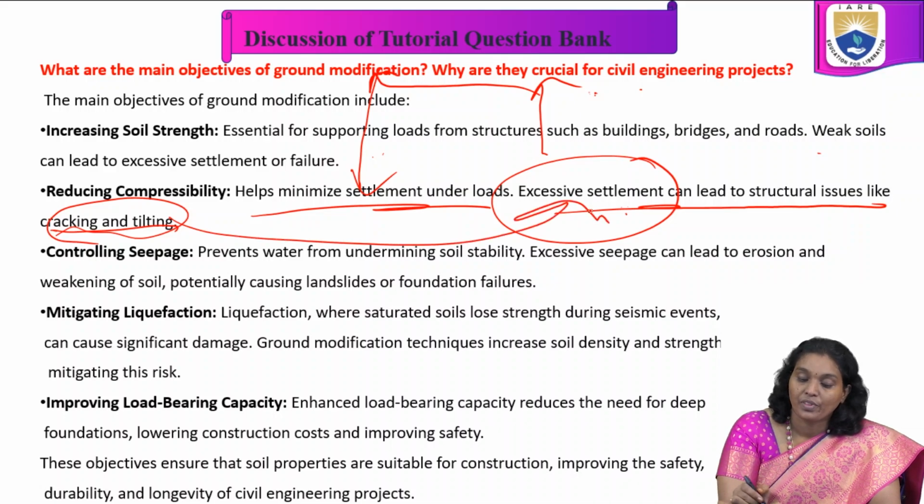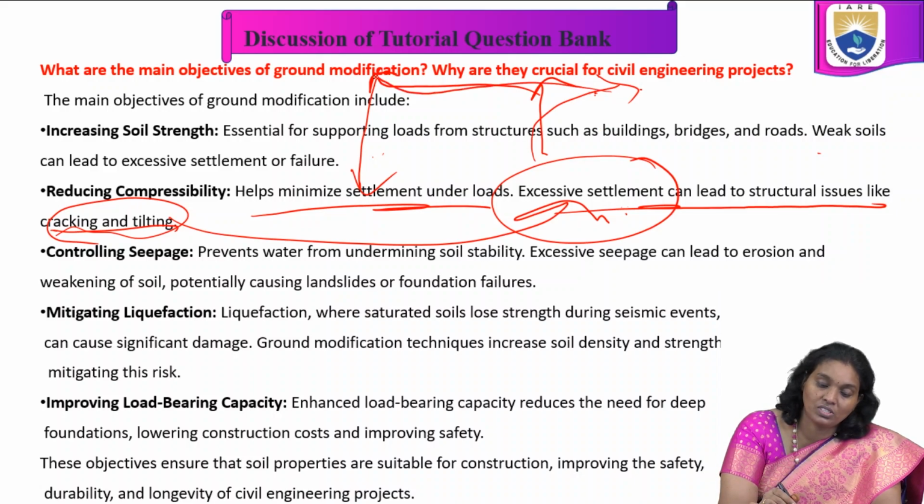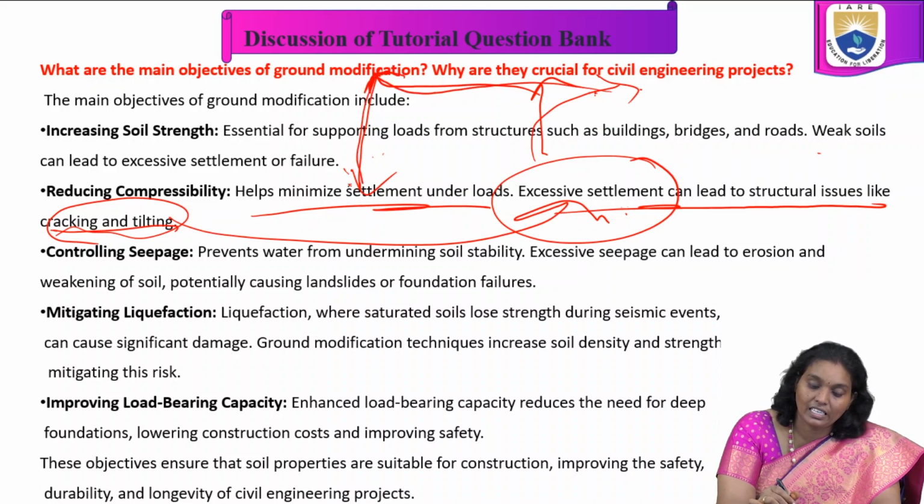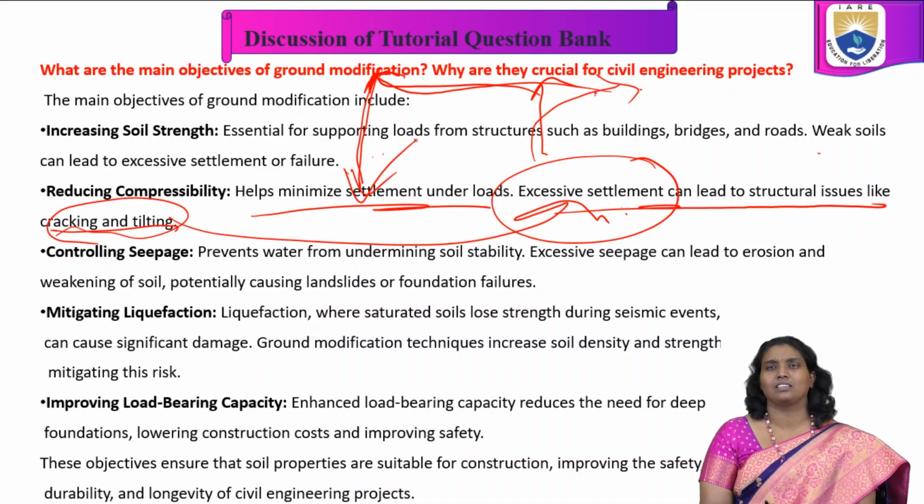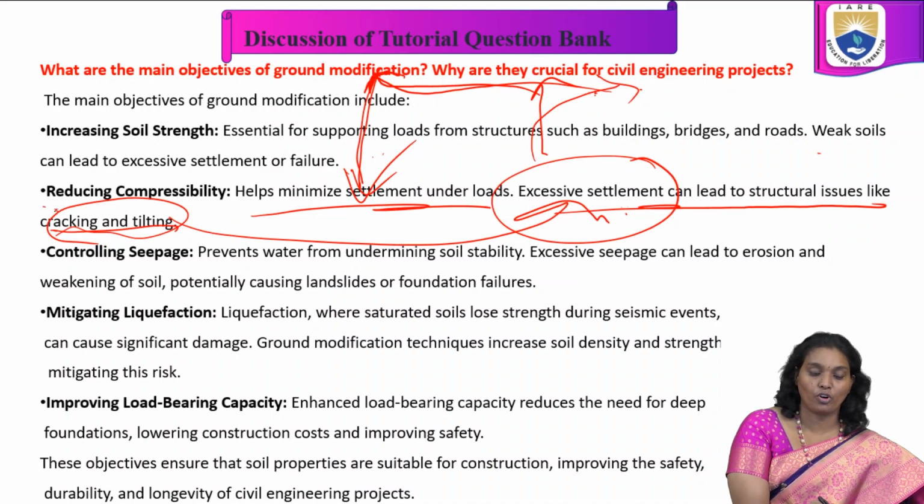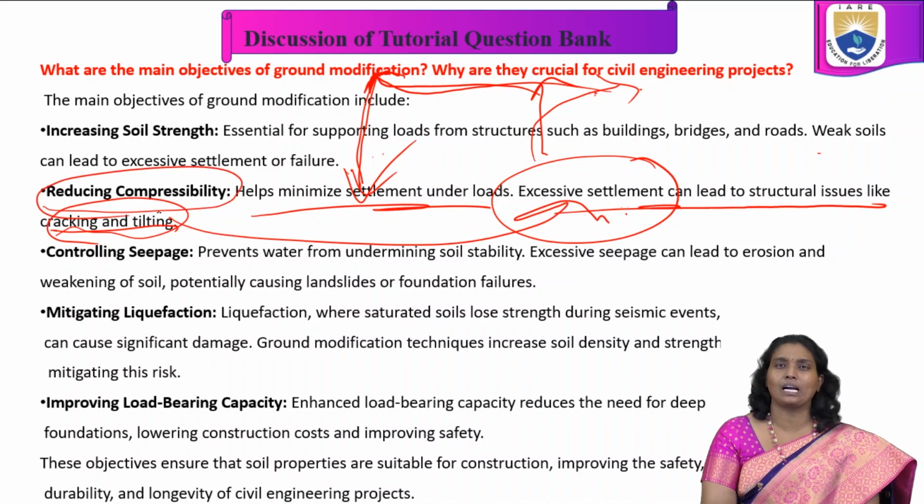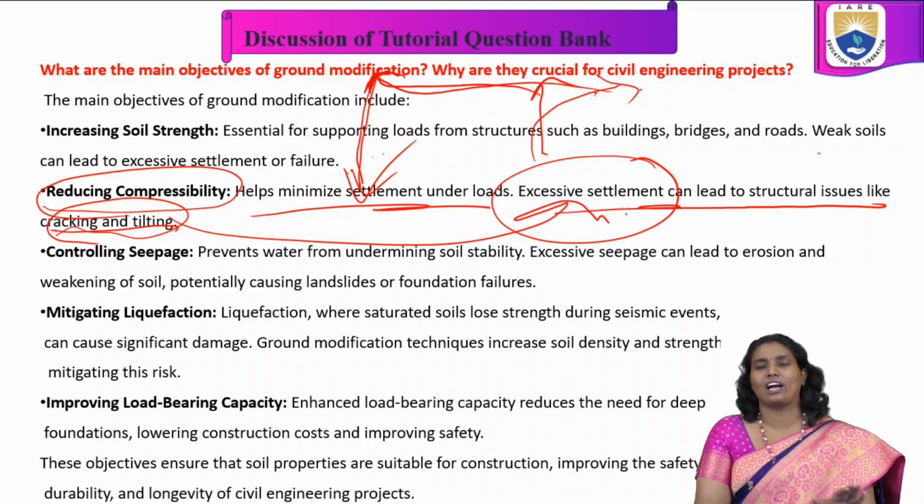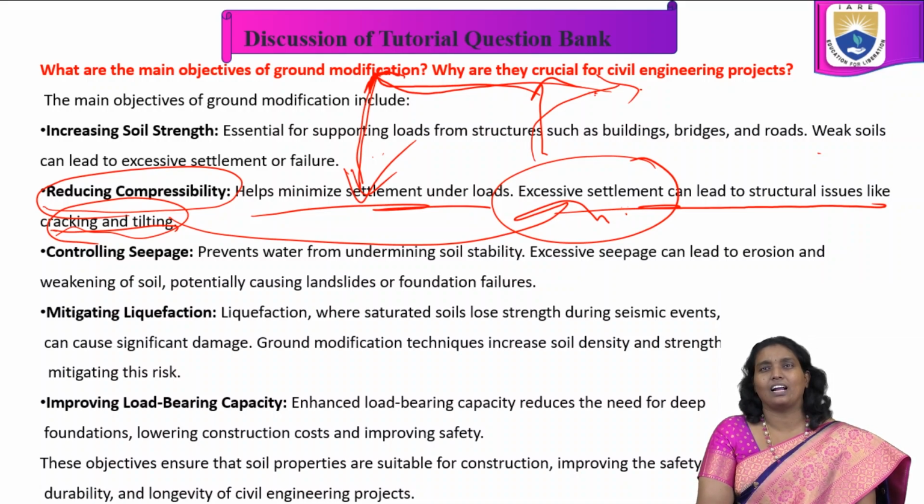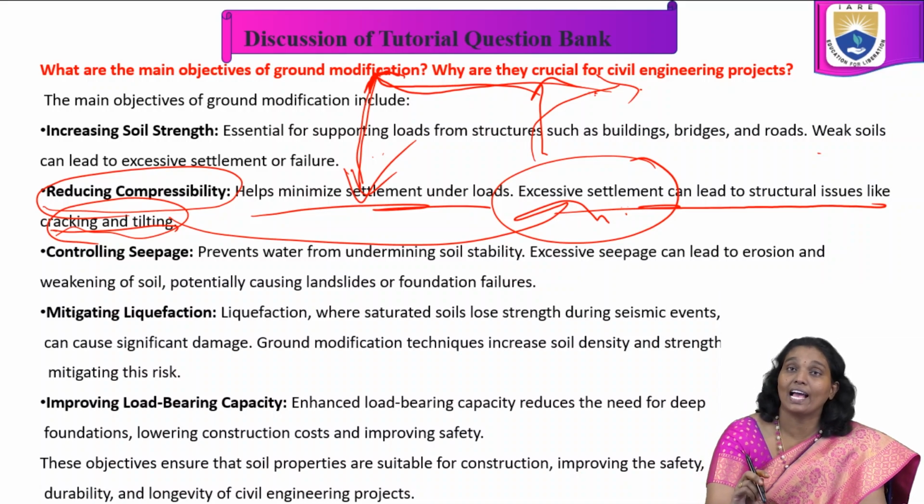This is crucial for civil engineering, so we choose this ground improvement technique. This is one of the ground improvement objectives, reducing compressibility. Like this, we have to analyze and write the answer as per the question.